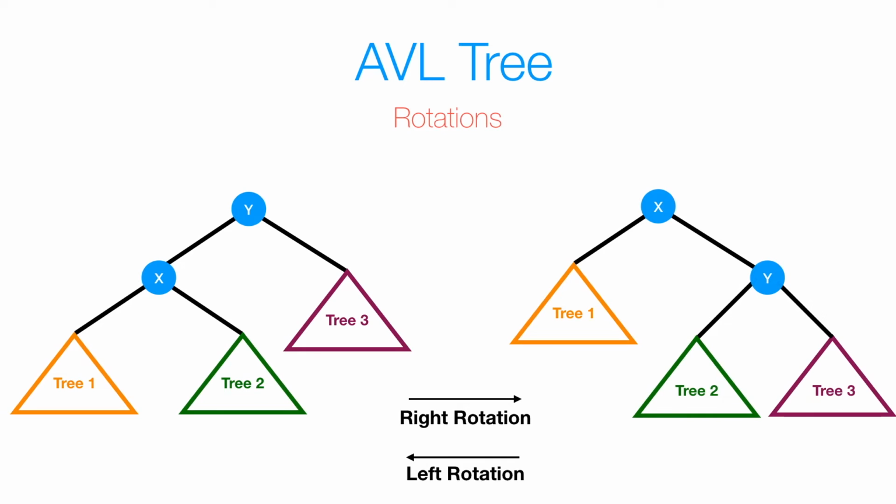Now, a rotation is how we fix this imbalance. We either perform something called a right rotation, which is moving from the left diagram to the right diagram, or something called a left rotation, which is moving from the right diagram to the left diagram. And we'll go over this step by step.